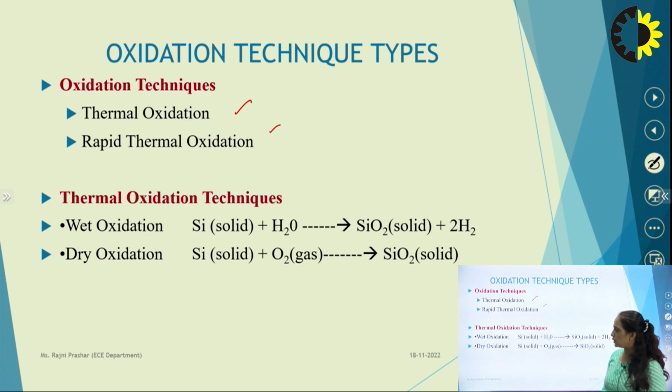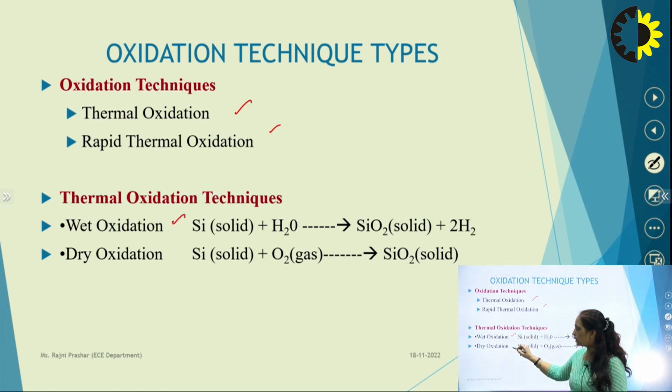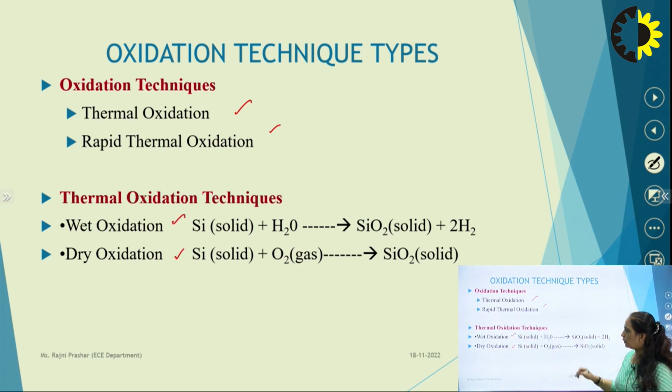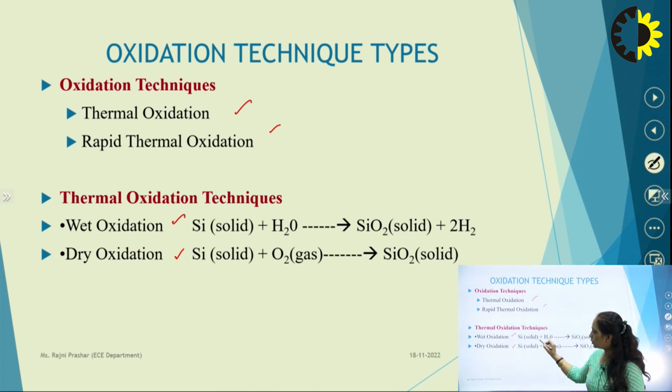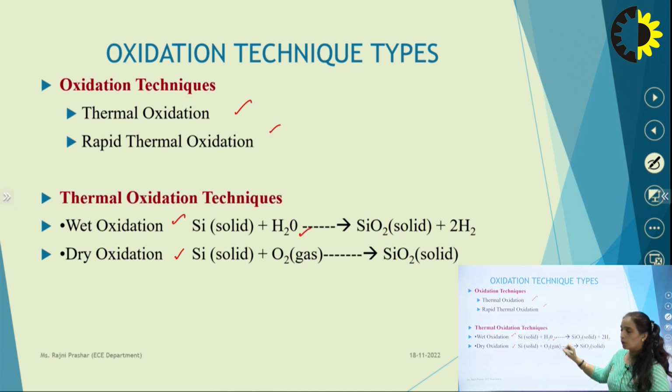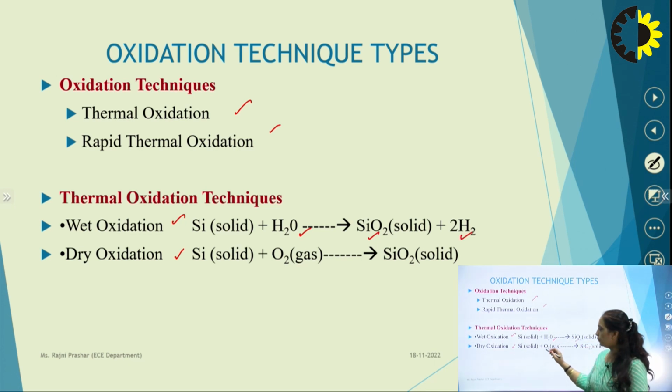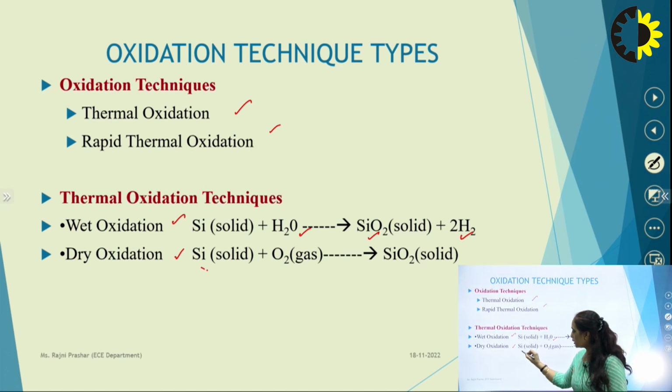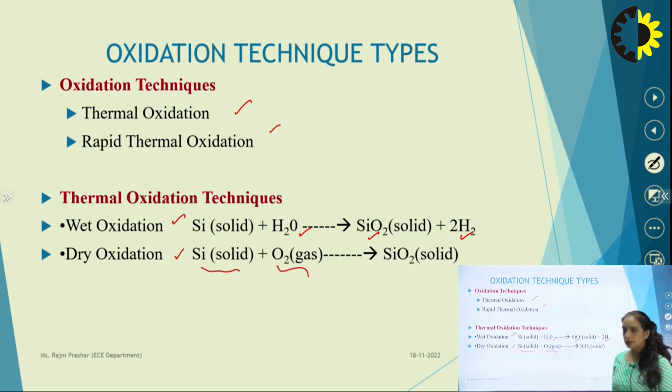So we have seen that the oxidation techniques can be thermal oxidation and rapid thermal oxidation. Under thermal oxidation, we can have the wet oxidation technique and the dry oxidation technique. For wet oxidation, solid silicon is reacted with water molecules, and we get silicon dioxide as a solid and hydrogen molecules as a residual. In dry oxidation, we have solid silicon, oxygen gas is passed inside the chamber, and then silicon dioxide is formed.